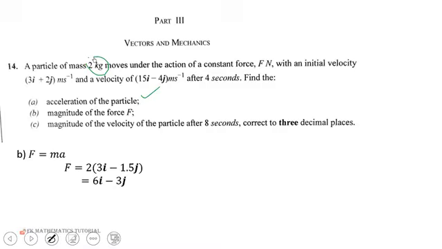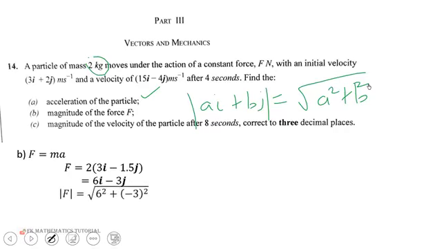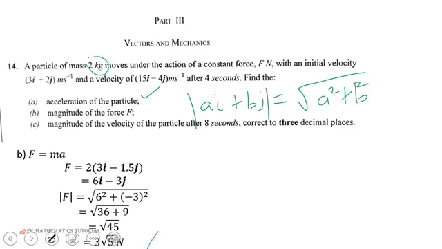Remember that the magnitude of a force or a vector ai plus bj is equal to the square root of a squared plus b squared. So we are going to use that formula here. The a is 6 and the b is minus 3. So that will give us 6 squared plus minus 3 squared. That will give us the square root of 36 plus 9. And that will give us the square root of 45, which is 3 root 5 newtons. Again, remember to add the units because marks will be awarded.